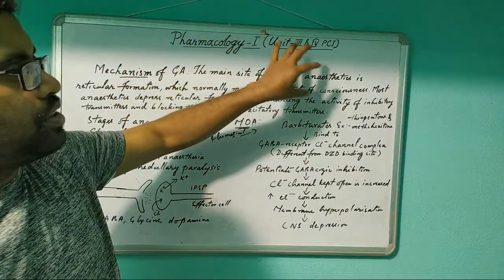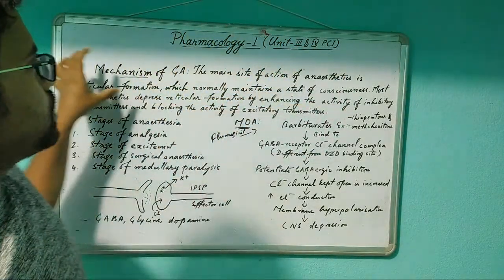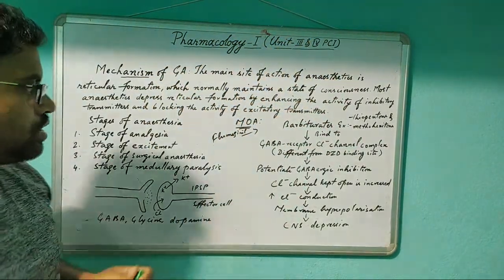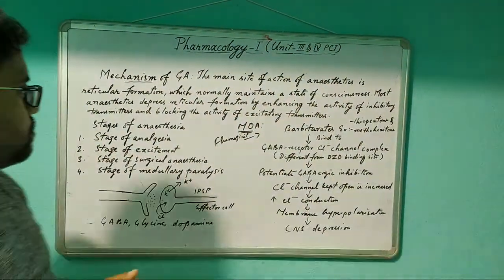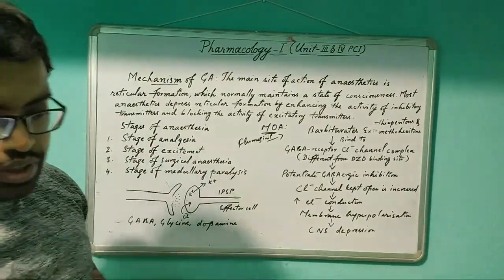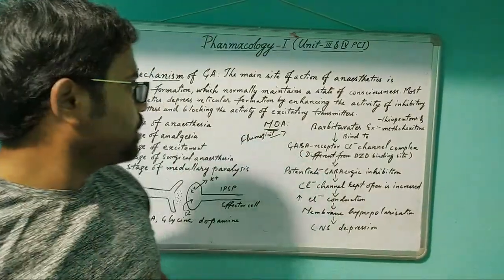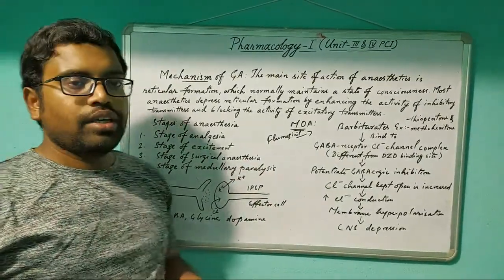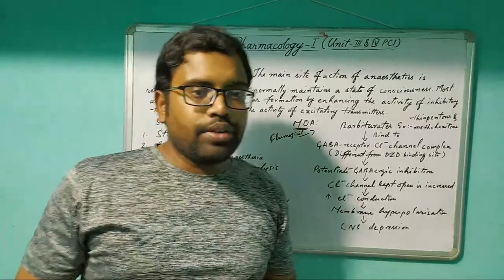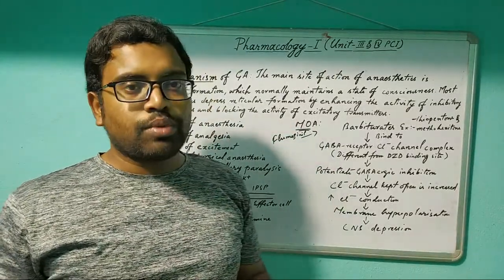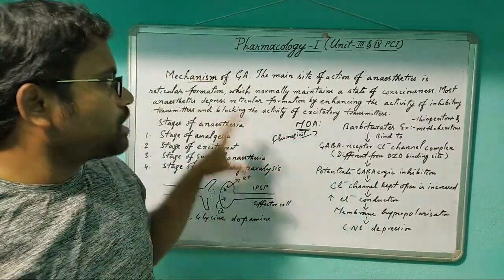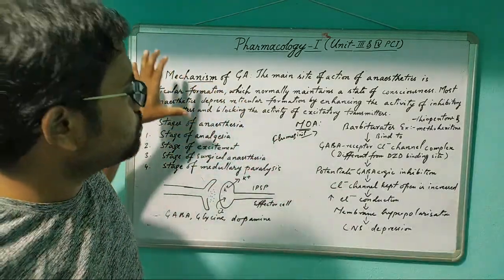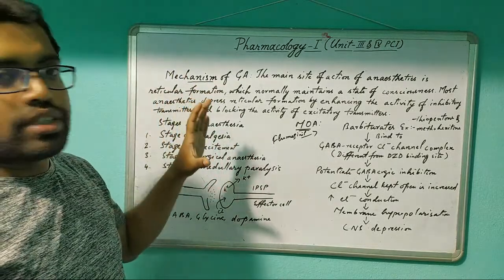Pharmacology on Unit 3 and 4, but this general anesthesia, particularly from Unit 4, bit B in your PCI syllabus, bit B, general anesthesia. I already taught this in another video, which is technically somewhat faulty, so I will repeat it a little bit again. Be careful with this video and listen carefully.